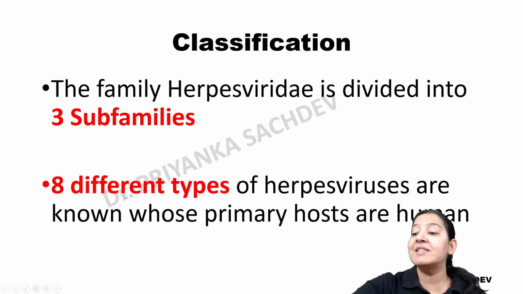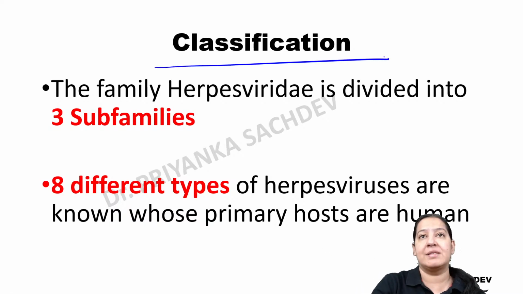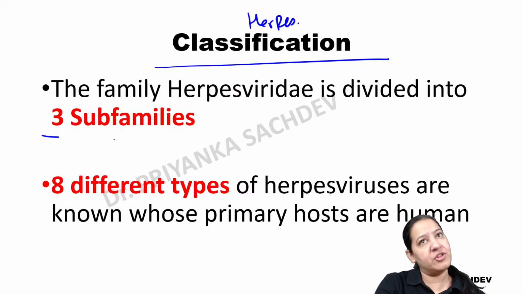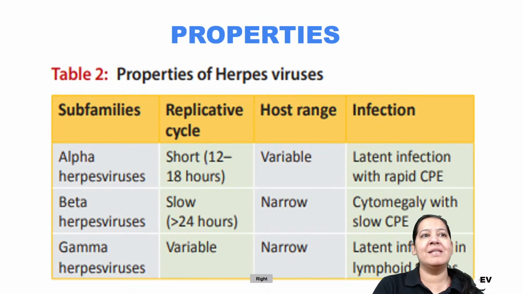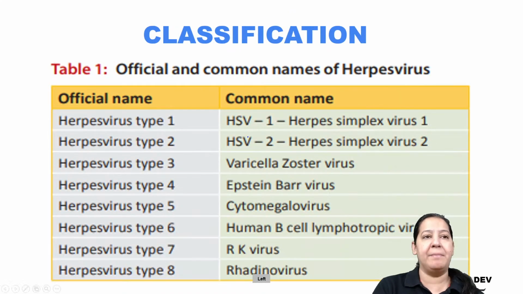Let me teach you the classification of herpes virus. Herpes is a family in which there are 3 subfamilies: alpha, beta and gamma. Under the 3 subfamilies, there are a total of 8 members.